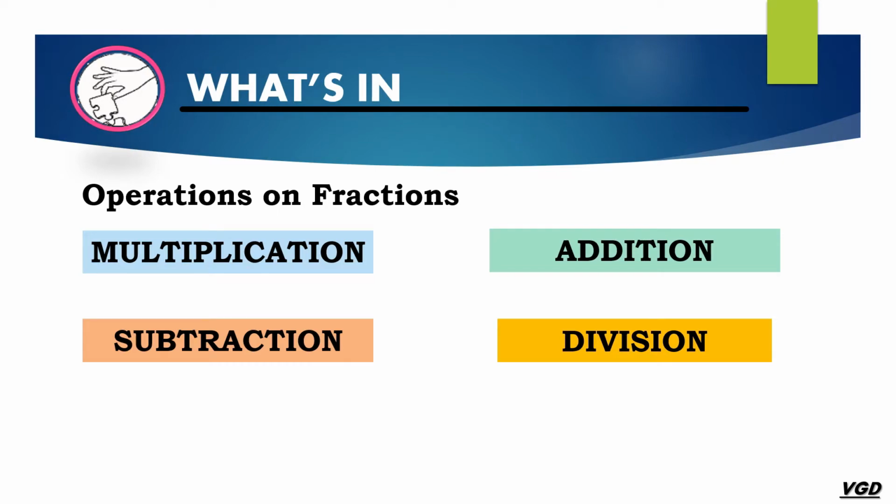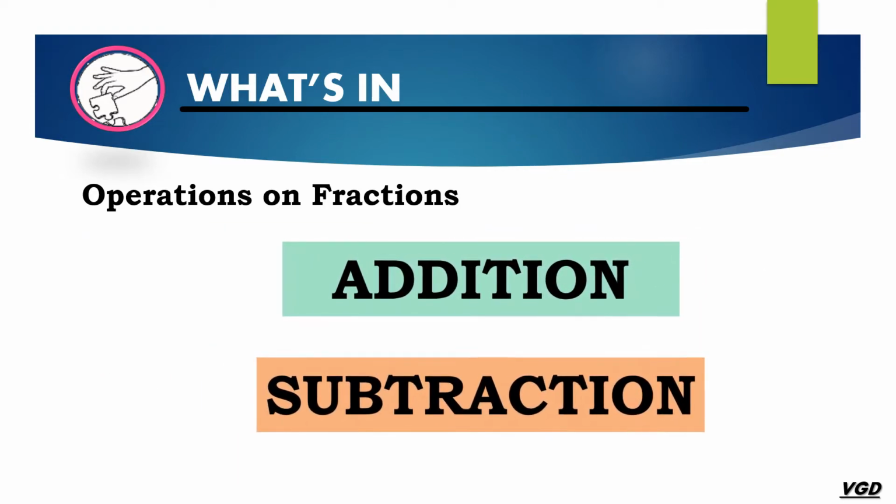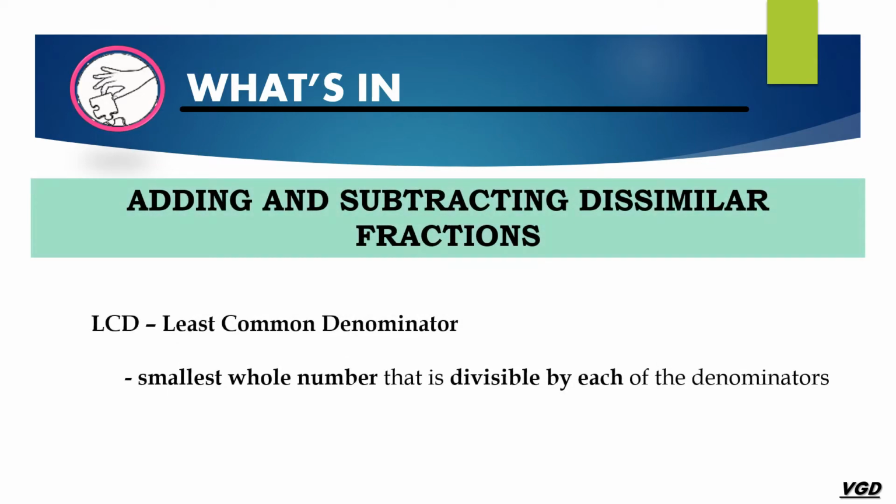What's in? This time, let's have a review about the addition and subtraction of dissimilar fractions. Just take note that as we add and subtract dissimilar fractions, we need to get the LCD. LCD stands for least common denominator, which means the smallest whole number that is divisible by each of the denominators.